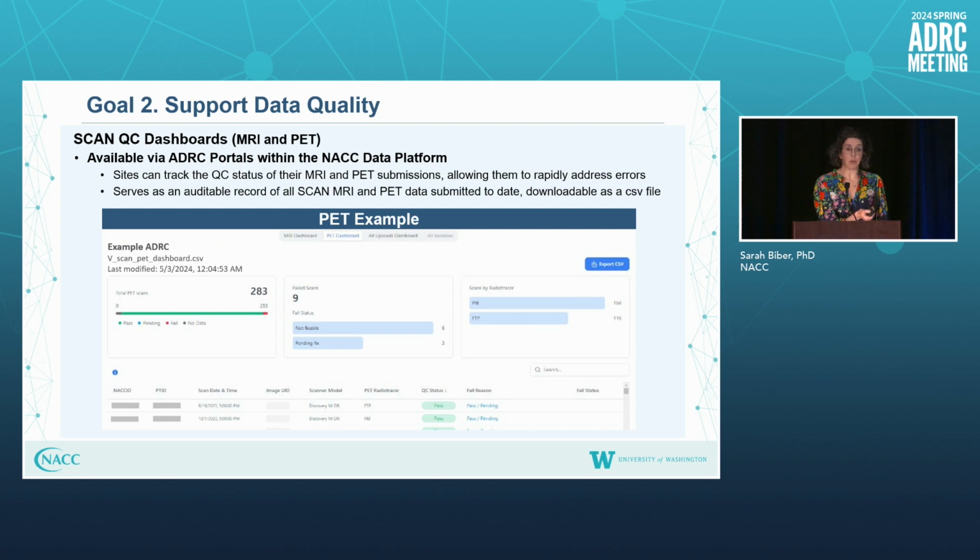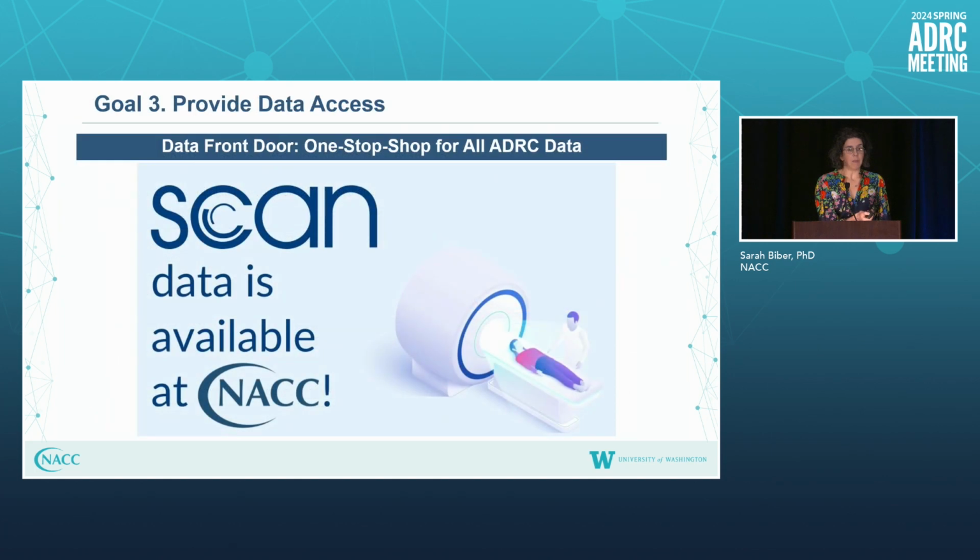And so we've been doing some work to help support data quality in the sense that we are providing ADRCs with up-to-date information on the status of their SCAN submissions. So you can go to your ADRC-specific dashboards within the ADRC portals and see, have your submissions passed QC? If not, why did they fail? And rapidly address those issues.